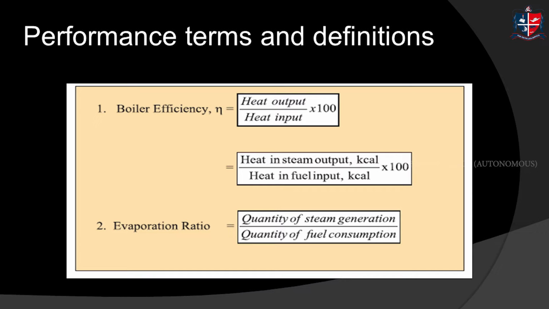So I hope that is clear. Always remember, the efficiency of any system is its output by input. In a boiler, the output is usually steam, though it needn't necessarily be steam. It could even be boiled water or a boiled form of anything we give into the boiler. The amount of heat in the output is the heat output, and on the input side we are giving the fuel for the burning purpose. So the heat in the steam output divided by the heat in the fuel input, into 100, will give you the efficiency.